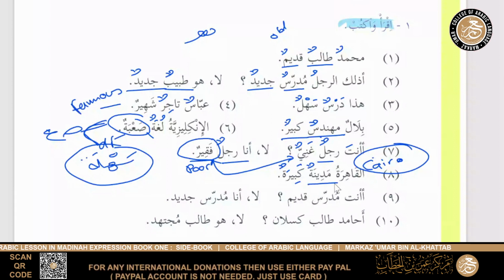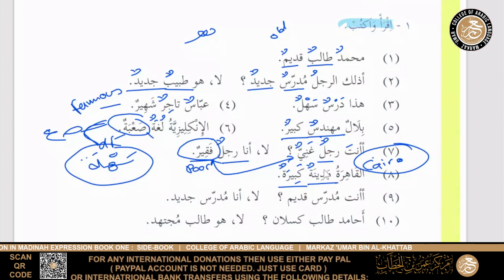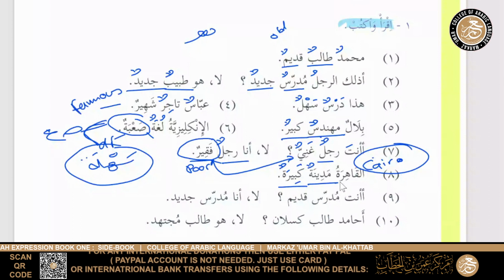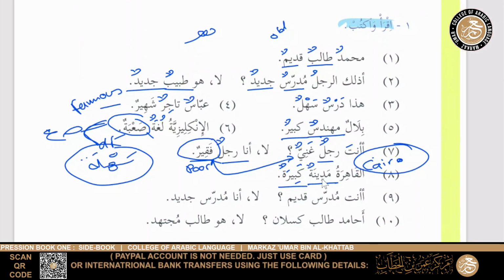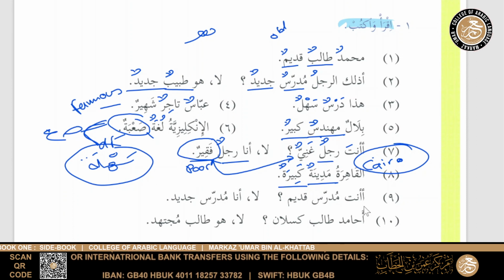So مدينة, city. It is a very big city. القاهرة مدينة كبيرة. مدينة منعوت, كبيرة نعت. And then we have 11.